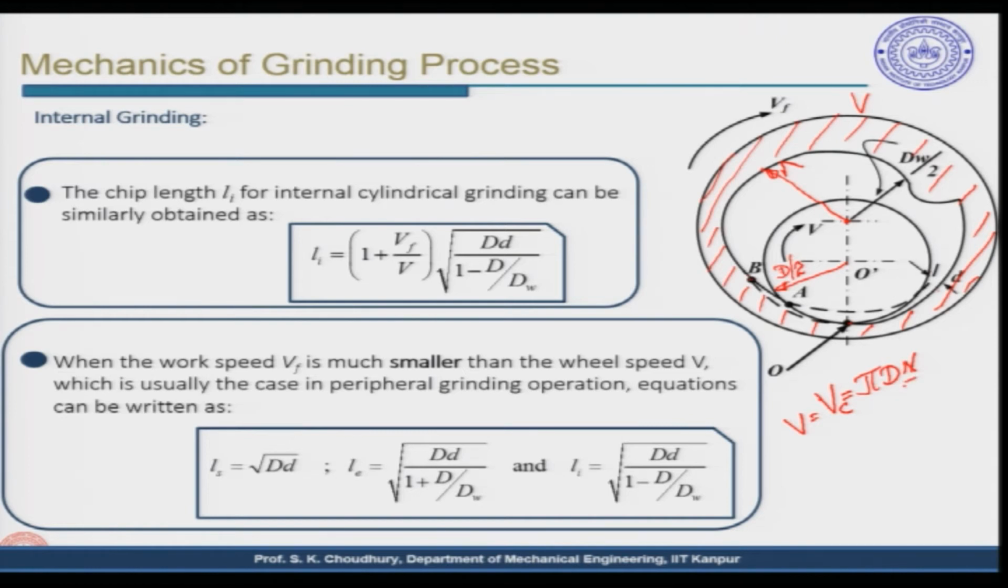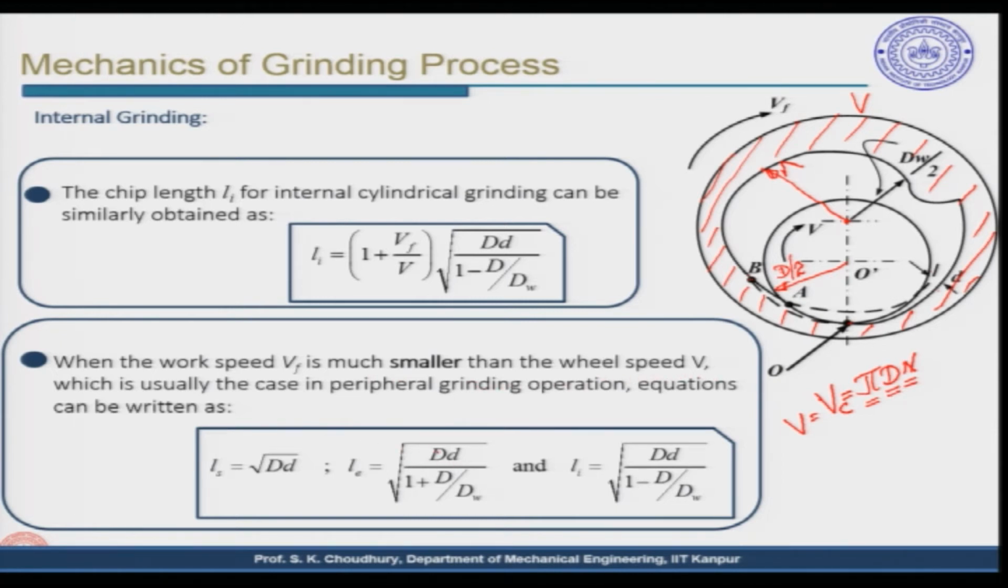n is the revolution per minute of the grinding wheel, capital D is the diameter of the grinding wheel, and pi is a constant. So pi into D into n will give you the Vc, and Vf will be given in meter per minute as well, or millimeter per second. Now if we see the configuration, when the work speed Vf is much smaller than the wheel speed V, which is usually the case, the peripheral grinding operation equations will be written as this.